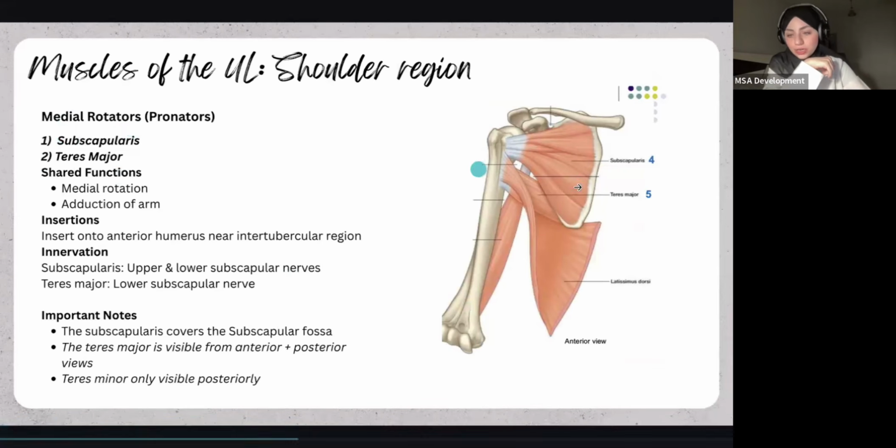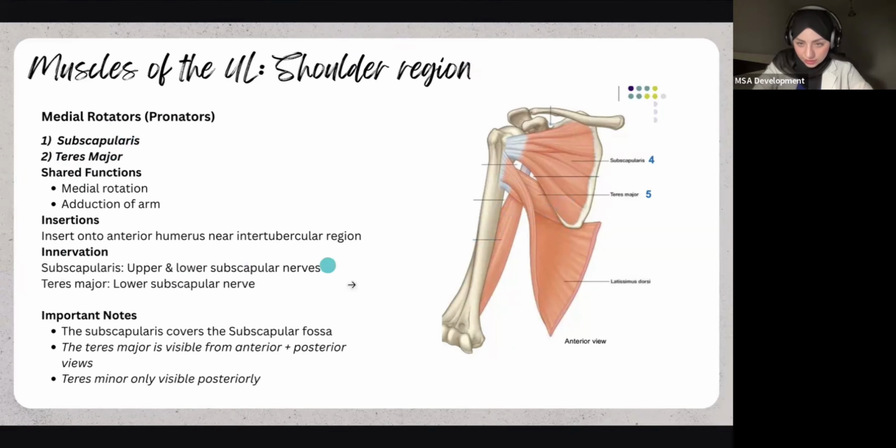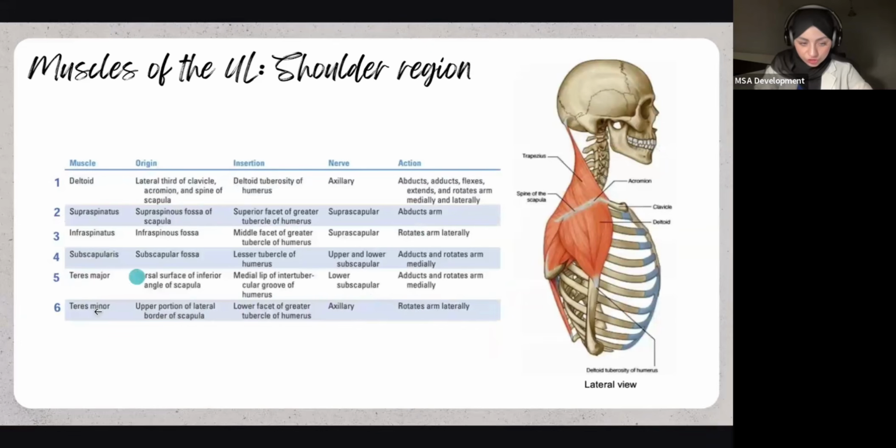Now for the subscapularis, which again we said is going to be under the scapula, between the scapula and the back. It's the only muscle that goes to the lesser tubercle, which is anterior, which means adduction and medial rotation. Very easy. Then we're going to have the teres major, and the teres major is very interesting in its shape. Let's go back to the origin and insertion.